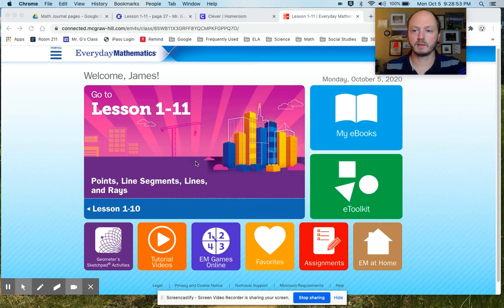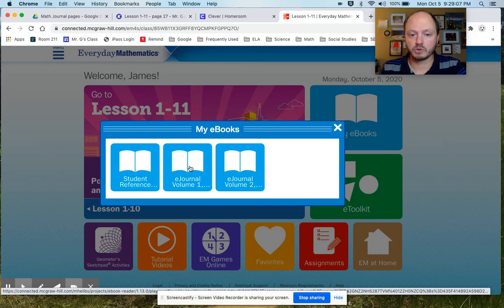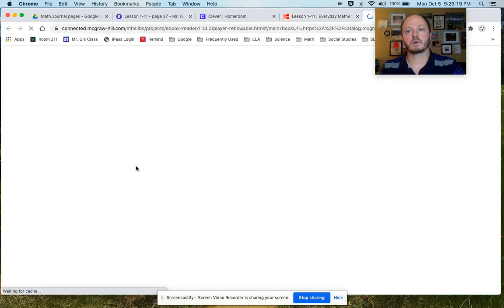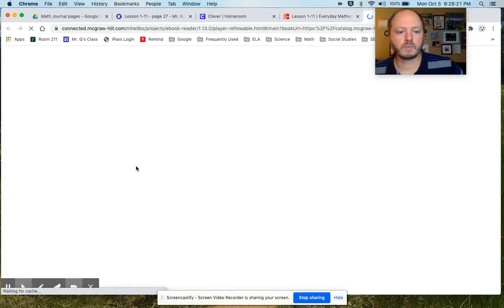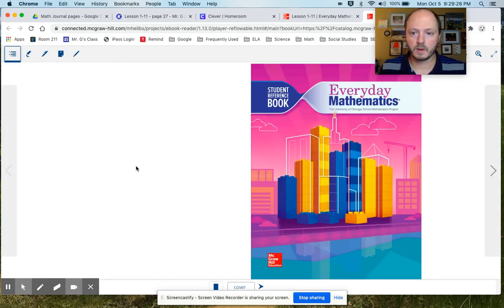So either way, let's get to this page. And at lesson 111, you have lots of options. And one of the things that I want you to look at right here is my ebooks. When we click on that, you're going to be able to visit the student reference book, or you can even look at your journal. You can't really write in it as well as using Cami, so we're not really going to be doing that a whole lot, but you can kind of look at the pages and get a sense.